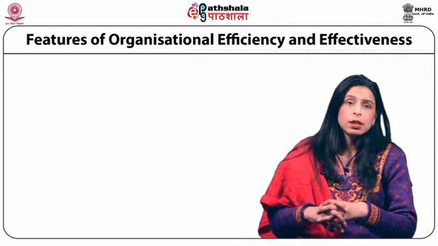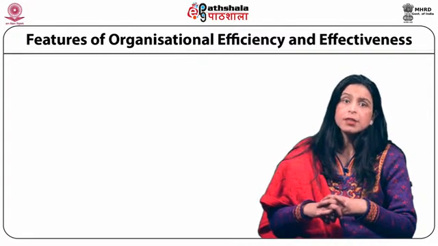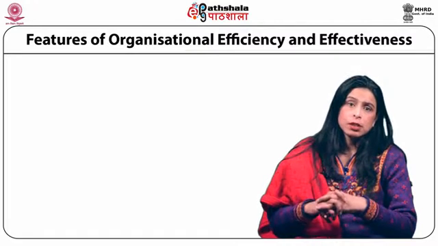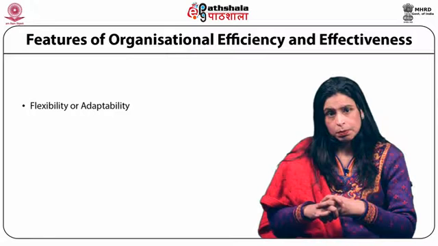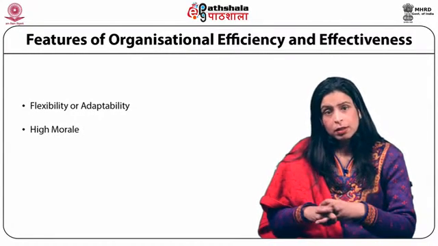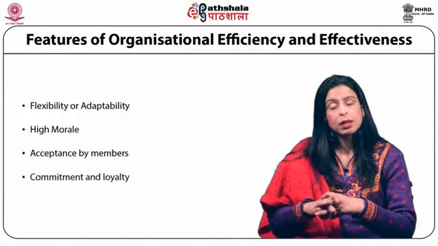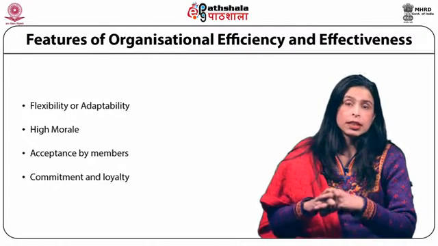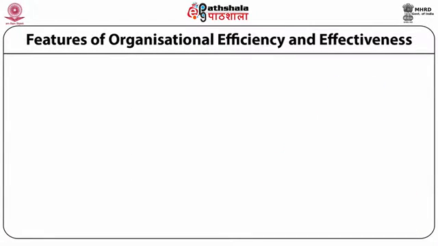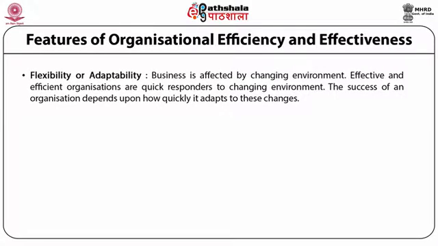Now, let's discuss the features of organizational efficiency and effectiveness. The first feature is flexibility or adaptability. Then high morale, acceptance by members, commitment and loyalty. Now, let's discuss these features one by one. The first one, flexibility or adaptability. Business is affected by a changing environment. Effective and efficient organizations are quick responders to changing environment, and the success of an organization depends upon how quickly it adapts to these changes.